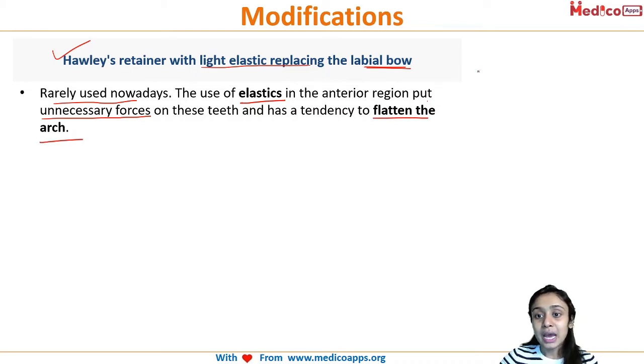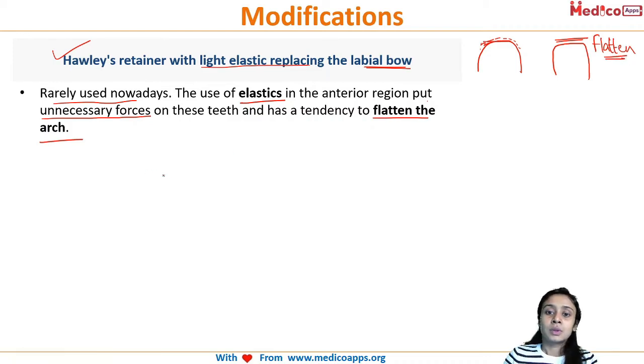Flatten the arch means ideally your teeth should be like this. Okay, so what if you have elastics? When you have elastics, for example a rubber band, it tries to put force. Ideally what is the action of a rubber band? If you stretch it, it tries to come back to its original place. So what happens is this tries to flatten the arch like this. Anteriors tend to flatten, and that is the reason why it is very rarely used currently.